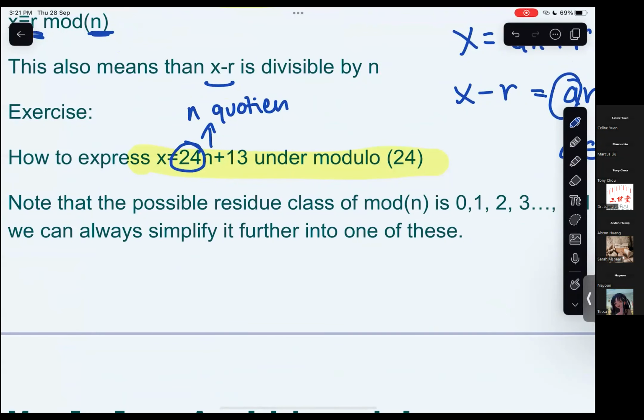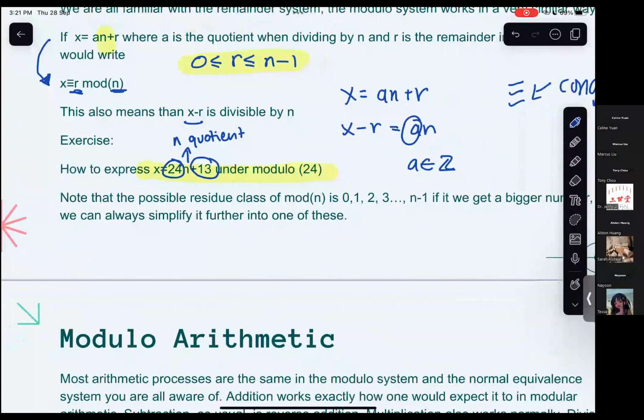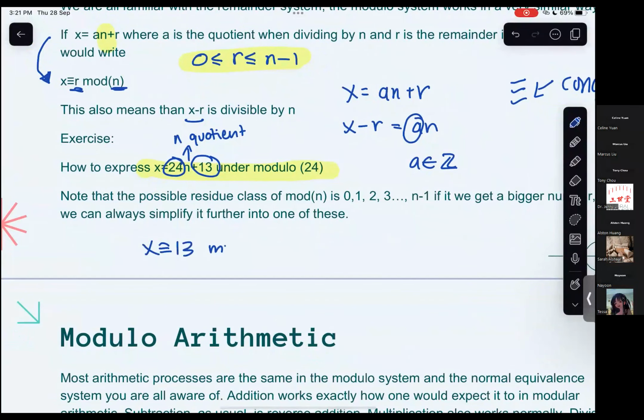And then it just leaves the remainder of 13, so we'll just write x ≡ 13 mod 24. Right, and that's quite easy. But what if we wanted to express it, because 13 is bigger than a half of 24, which is 12, right? So what if we wanted to express it as a negative?